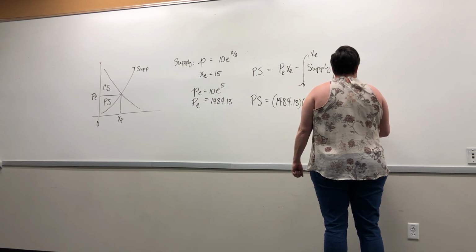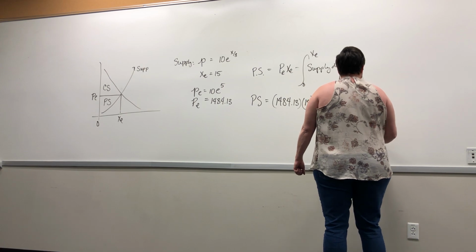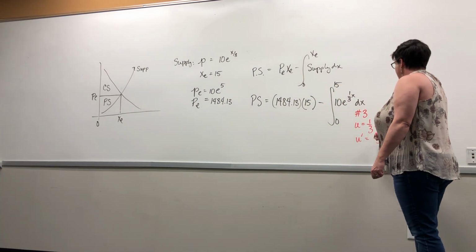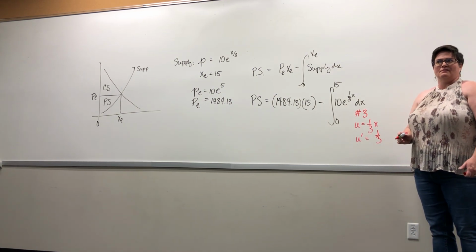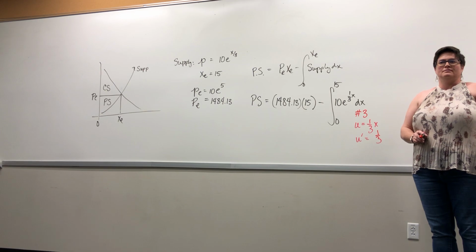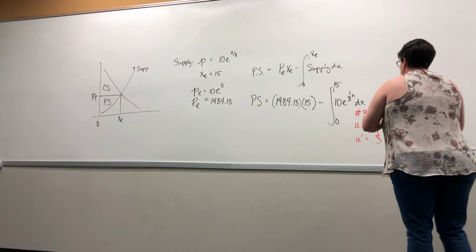It's number 3. So my u is 1/3 x. What's my u prime? 1/3. What do I have? What do I want? So what am I going to multiply and divide by? A 3. Right, I'll keep the denominator 1.